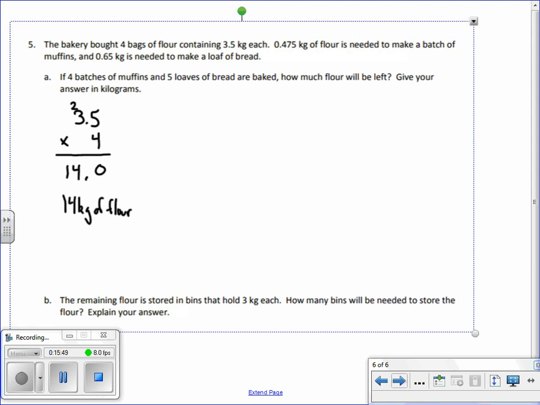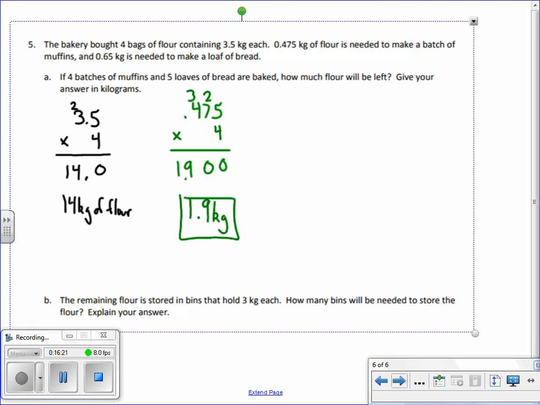It says 475 thousandths kilograms of flour is needed to bake a batch of muffins. And we're making 4 batches. So 0.475 times 4 batches. 5 times 4 is 20. 7 times 4 is 28, 29, 30. 4 times 4 is 16, 17, 18, 19. So it's 1.9 kilograms for the muffins.